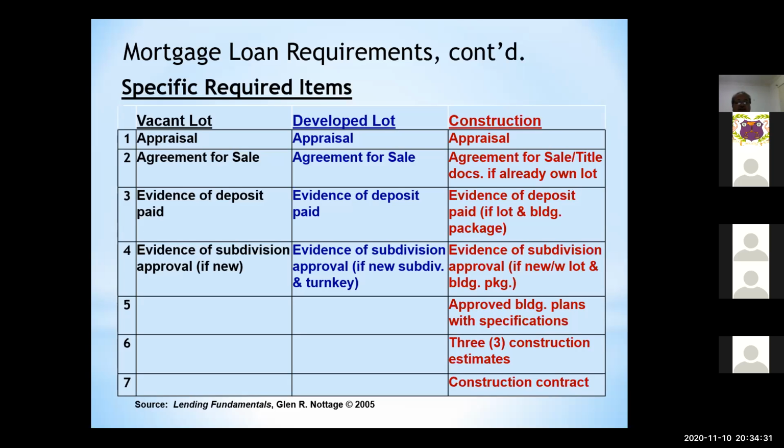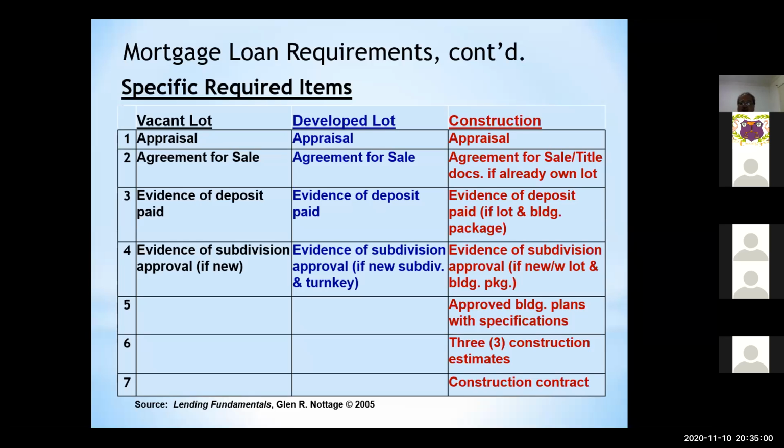If it's a developed lot, you need appraisal, you need agreement for sale, you need evidence of deposit paid again. And if it's a new subdivision, you need evidence of subdivision approval from the Ministry of Works. If it's a construction mortgage, you need the appraisal, you need the agreement for sale, you need the title documents if the property is already owned by the borrower. You need the evidence of deposit paid.